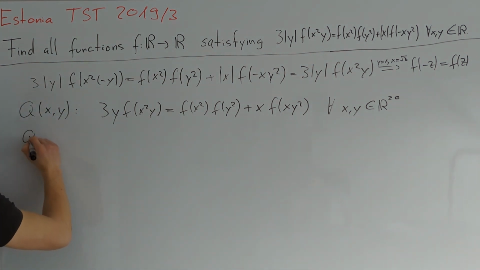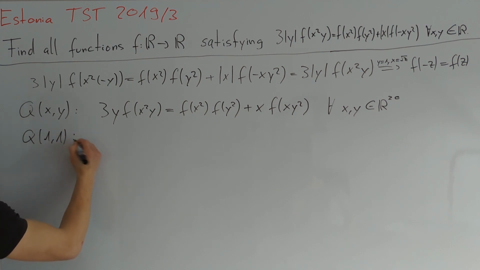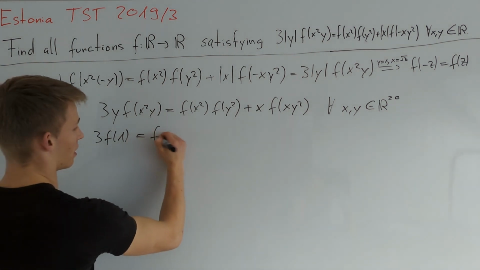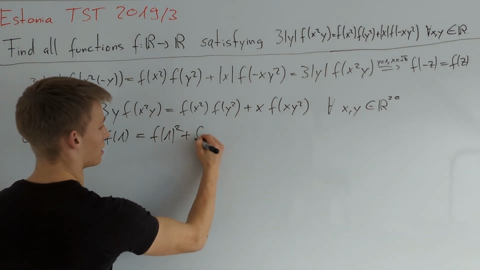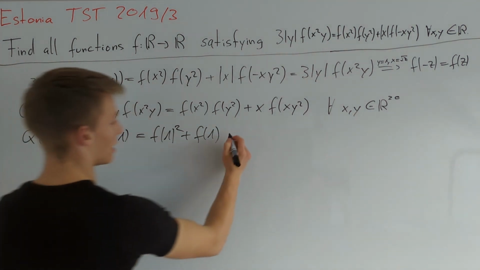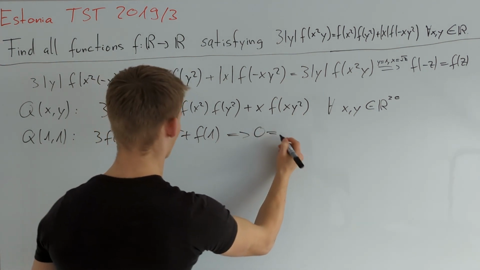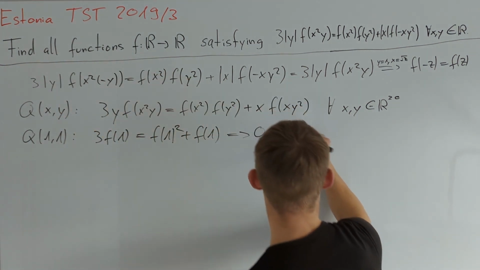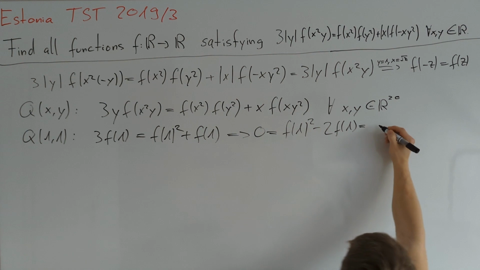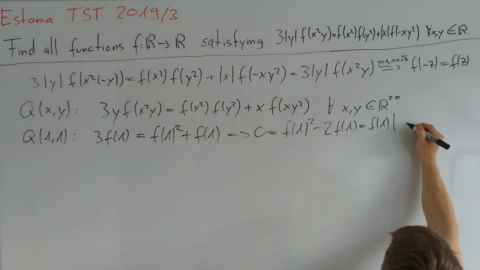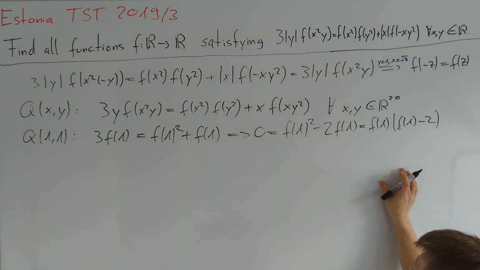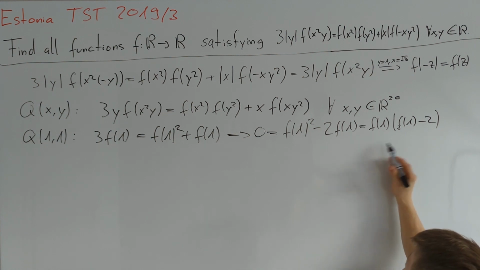It is a good idea to plug in small values for x and y, and in this case the best choice is that we plug in 1 for both x and y and get that 3 times f of 1 is equal to f of 1 squared plus f of 1, and now we can bring the 3 times f of 1 to the right hand side to conclude that 0 is equal to f of 1 squared minus 2 f of 1, and this is equal to f of 1 times f of 1 minus 2. Thus we get two possible values for f of 1, namely 0 and 2.